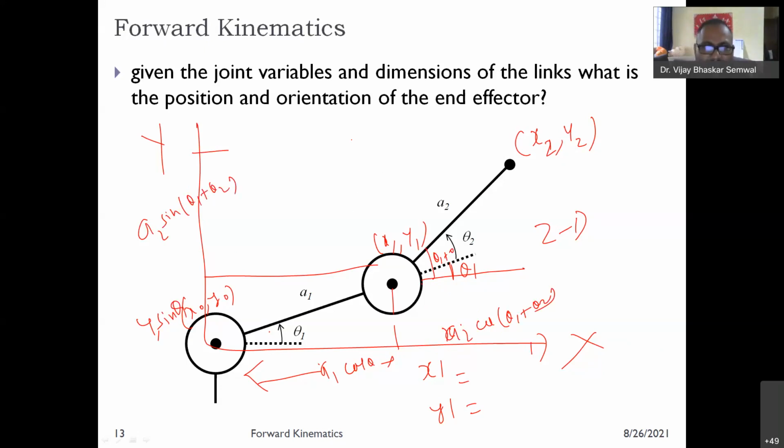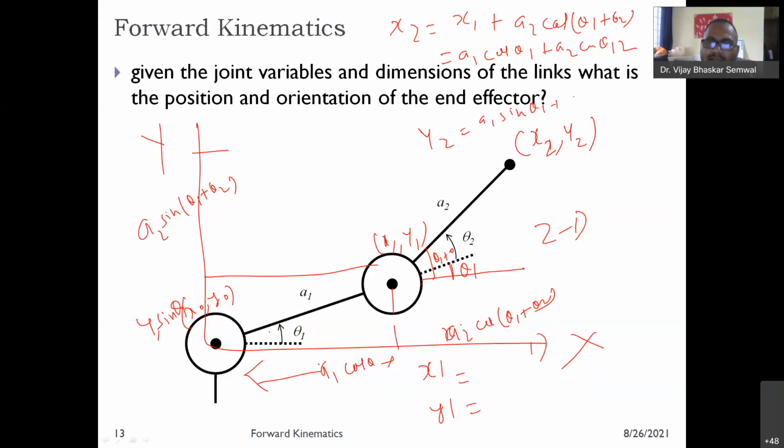So in this case, what is the value of x2 we are achieving here? x2 equals x1 plus a2 cos(theta 1 plus theta 2), where x1 is a1 cos theta 1, so x2 equals a1 cos theta 1 plus a2 cos(theta 1 plus theta 2). Similarly, y2 equals a1 sin theta 1 plus a2 sin(theta 1 plus theta 2). This is the end effector position we are getting.